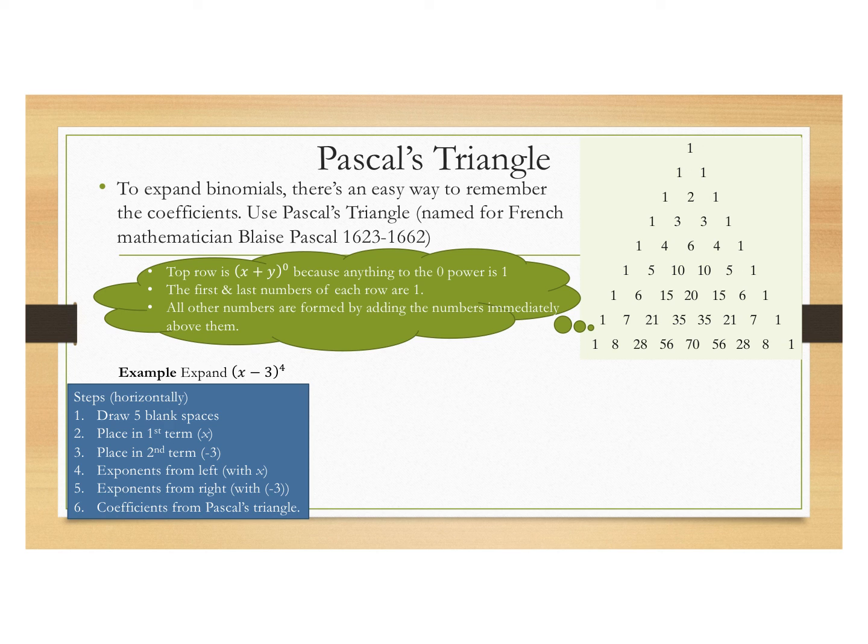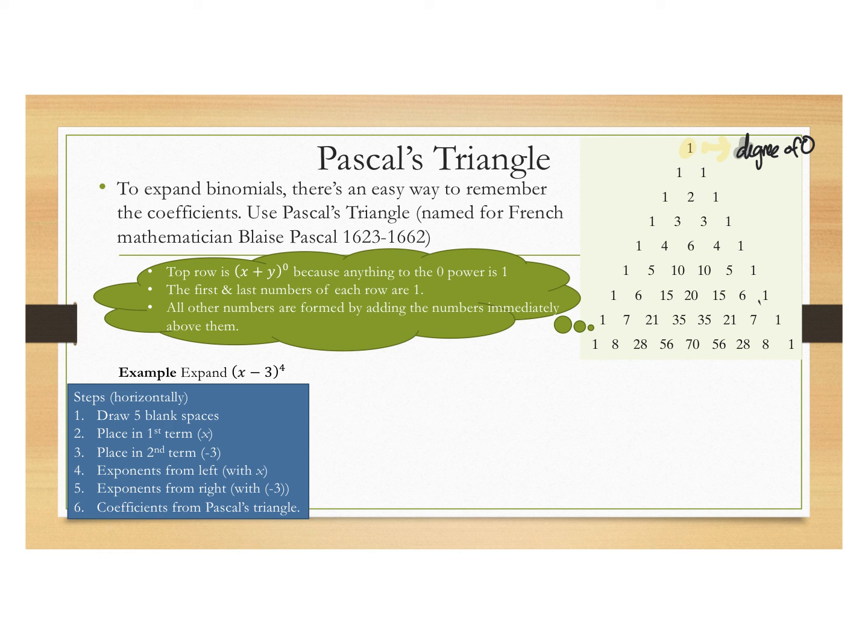Notice that the top row here represents a degree of 0, because anything to the 0 power is just 1. If we look at something else about Pascal's triangle, we notice that the first number in each row is 1, and so is the last number. And all of the numbers are formed by adding the two numbers above it.